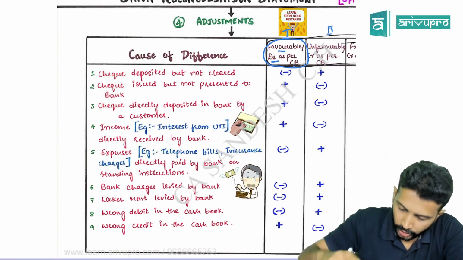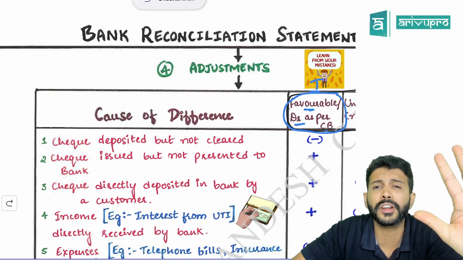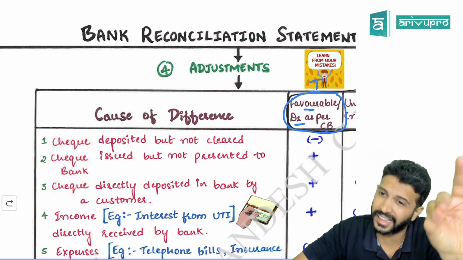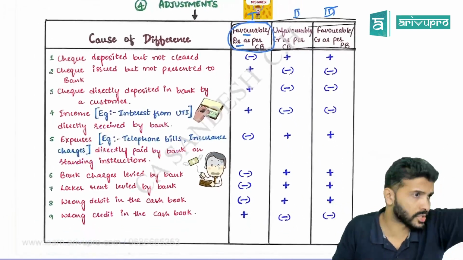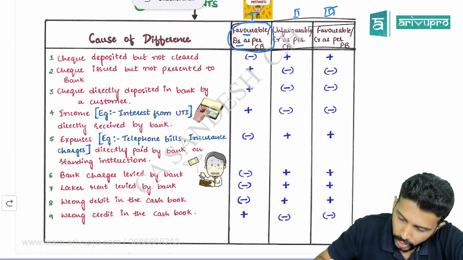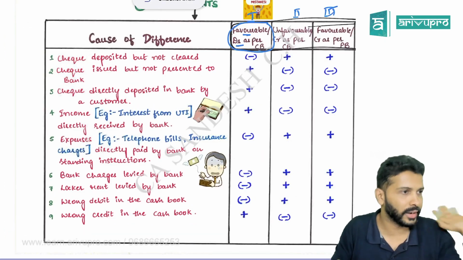Okay, awesome. All right, first cause of difference. We learned 3 types of differences. What are those differences? Timing difference, transaction difference, errors. Those are different. What are those? Somebody asked examples. No, these are the examples of differences. I've called out about 17 examples. Okay, we'll go one by one and understand that first.